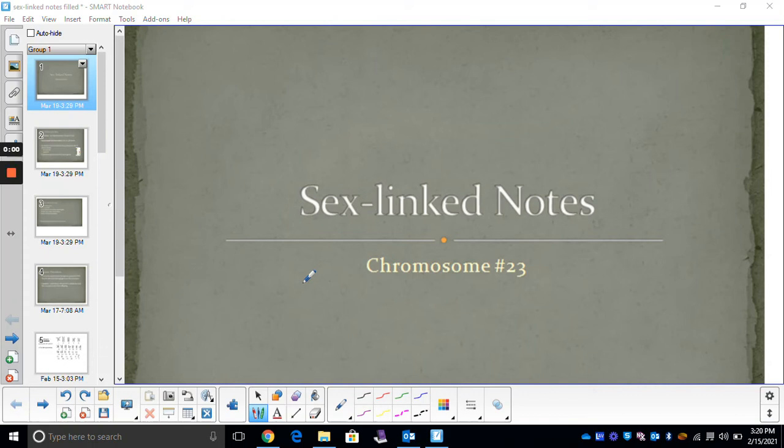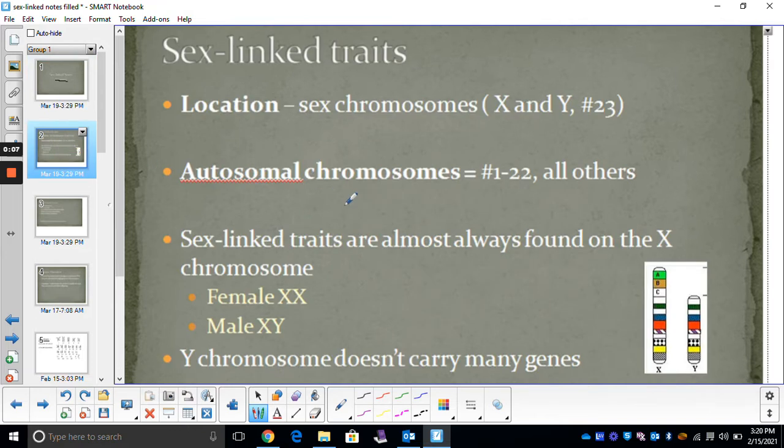About sex-linked traits, specifically chromosome pair number 23. So we know there are 23 pairs of chromosomes. You have 46 total, 23 from mom and 23 from dad. Numbers 1 through 22 are called autosomal chromosomes. They're going to have different traits. The sex chromosome is chromosome number 23. And so that pair of chromosomes is called our sex chromosomes.